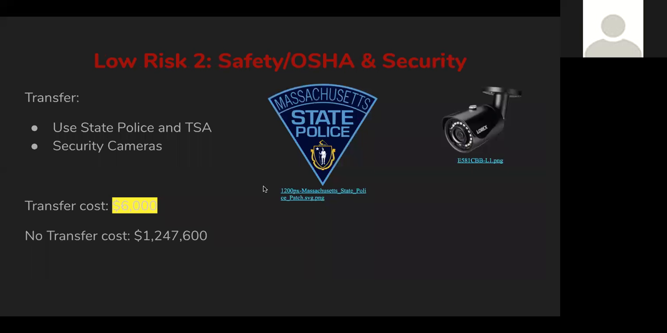Next slide. So our solutions were to transfer the risk to the responsibility of the state police and the TSA, who would run ID checks, and the airport would be responsible for funding security. And if any extra security is needed, it could affect the schedule and overall cost of the project. So the cost to transfer to the police is around $6,000. And as you can see, that is a lot less money than if you decided not to transfer, which could cost you up to $1.2 million.